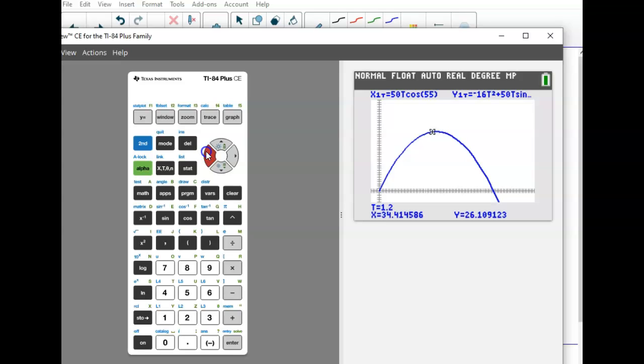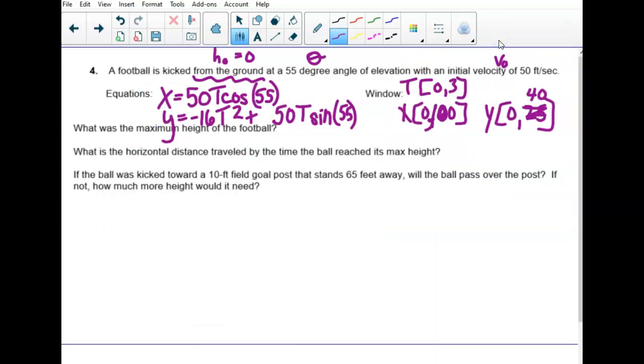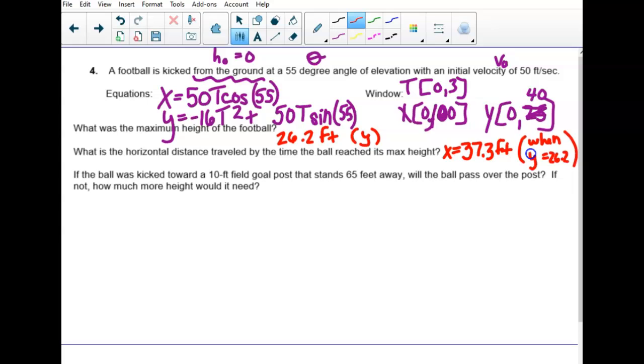Anybody? 26.2 was the tallest I got. Close enough. That's not what it is. I was going to read that wrong, and that was a Y value. Okay. What is the horizontal distance by the time the ball reaches its maximum height? So what is X at that maximum? 37.3 feet. And just to remind us, that was when Y was 26.2, our maximum, okay?